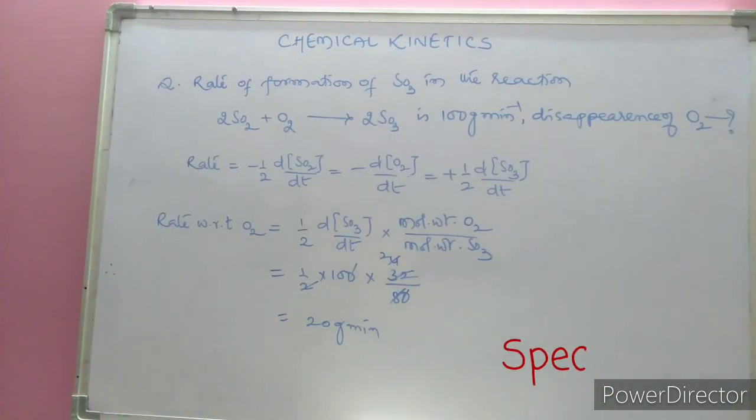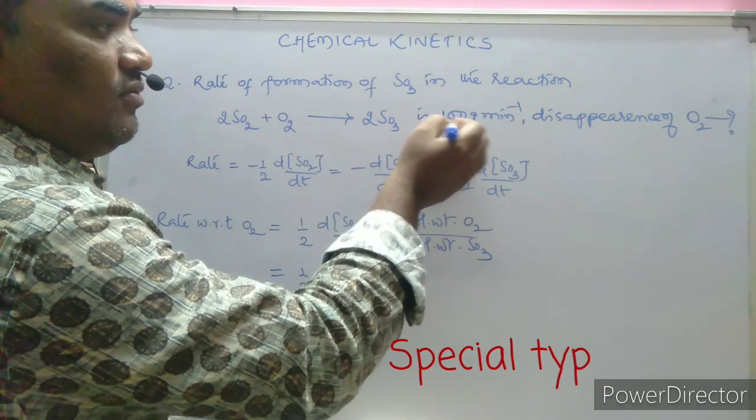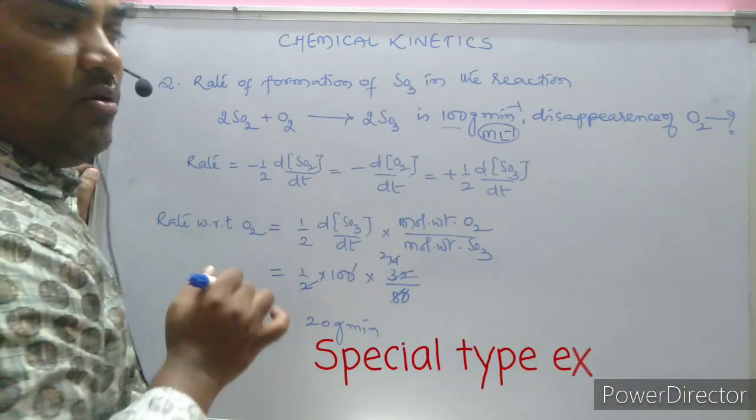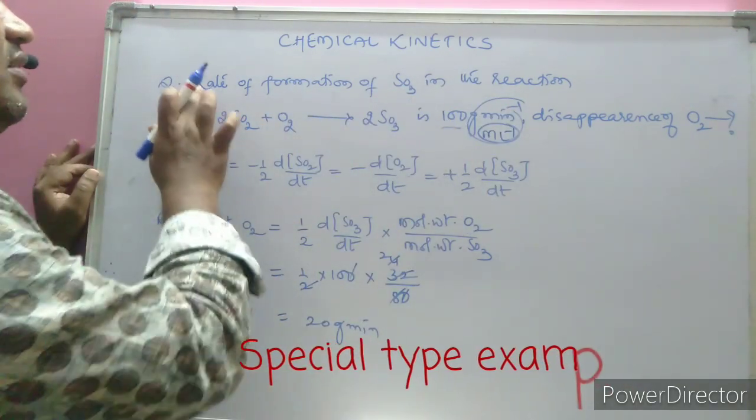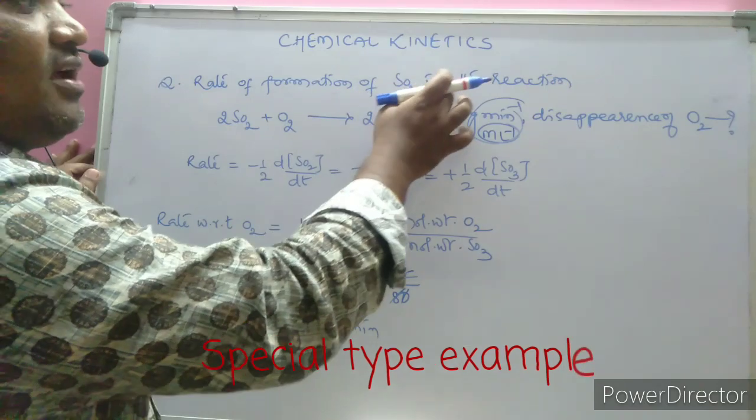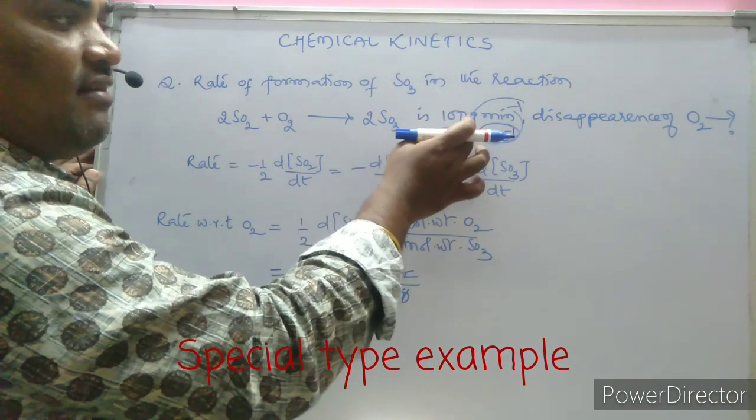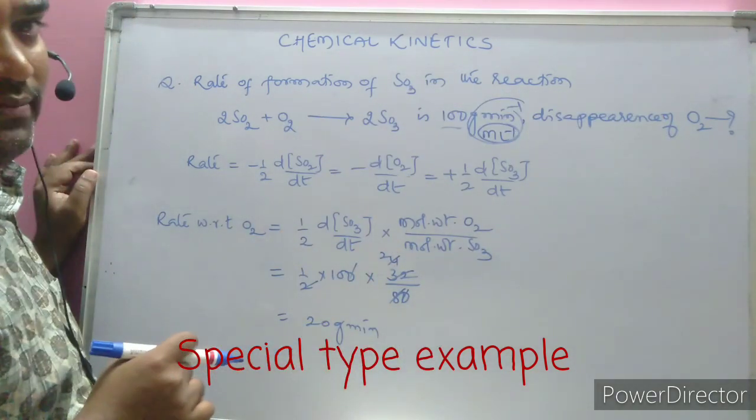This is one example which I am particularly pointing out, because everywhere the concentration is going to be given in the form of moles per liter only, which can confuse a student. But here the weights are given, that is 100 grams per minute. The rate of formation of sulfur trioxide in the reaction 2SO2 plus O2 gives rise to 2SO3 is 100 gram per minute. I want to know the disappearance of oxygen.